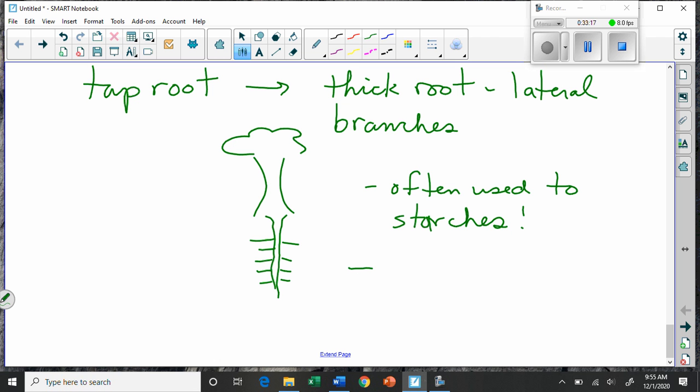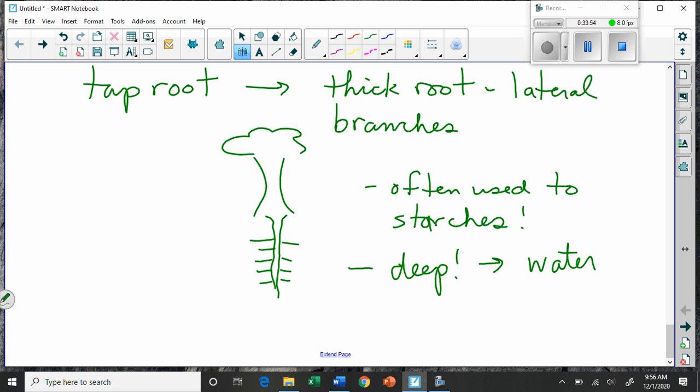The other, of course, primary function of the taproot is that it goes down deep into the ground. So it's going to ensure that there's water. It's looking for water. The deeper you go, the better chance of finding water on a regular basis. Some trees have a very large taproot that goes down deep into the ground. So even if it doesn't rain for many, many days, or possibly weeks, that root is so far underground, it's still accessing water.